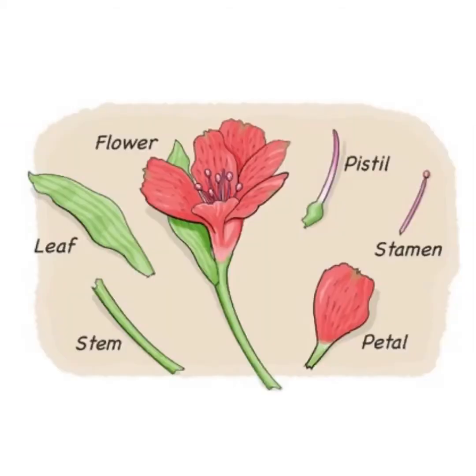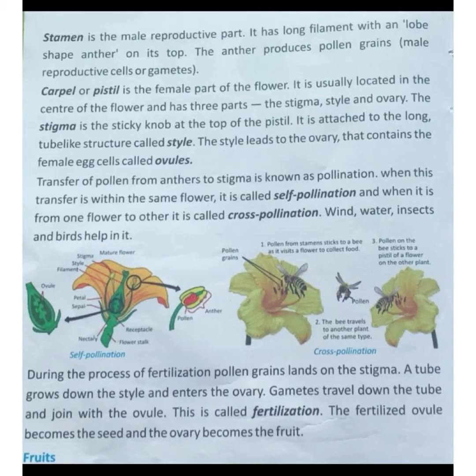Look carefully at the picture that is shown where different parts of flower are being depicted. First one is pistil, stamen, petal, stem, leaf. Stamen is the male reproductive part. It has a long filament with a lobe-shaped anther on its top. The anther produces pollen grains.